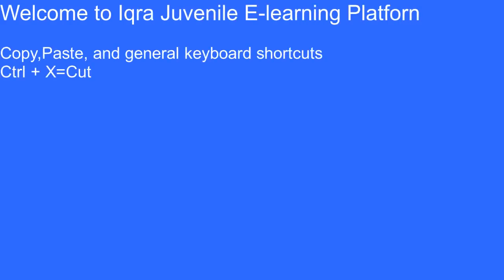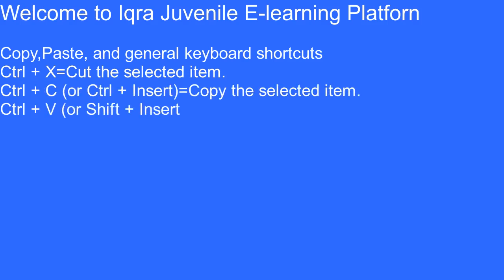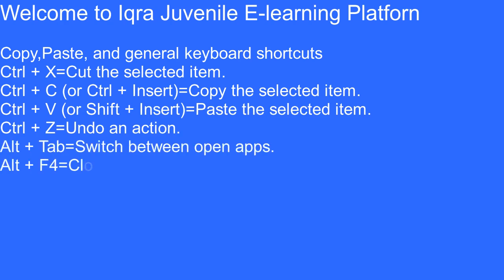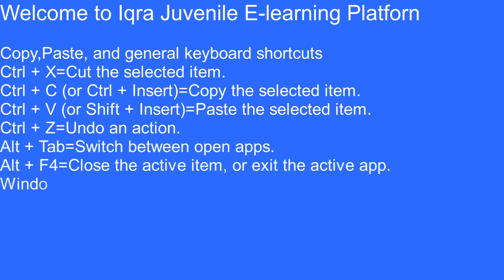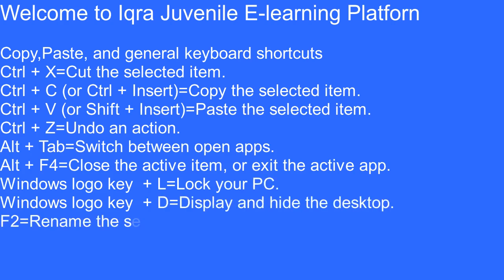Copy paste and general keyboard shortcuts. Ctrl X equals cut the selected item. Ctrl C or Ctrl Insert equals copy the selected item. Ctrl V or Shift Insert equals paste the selected item. Ctrl Z equals undo an action.